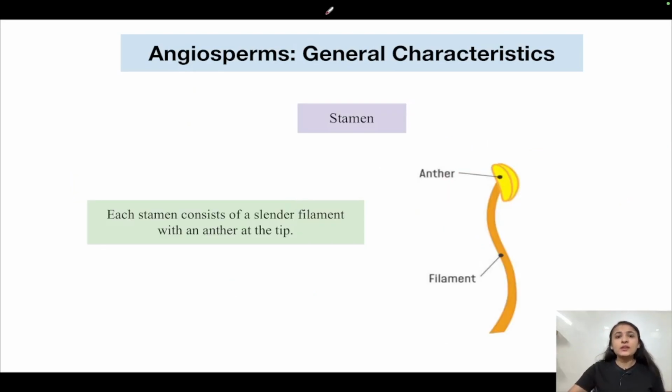Now let's move forward. Now let us look at the structure of a stamen. See, this is the anther. The top bilobed structure here represents the anther. This long structure is known as the filament. Each stamen consists of a slender filament with an anther at the tip. See, this is the anther and this is the filament. Filament helps the stamen to attach to the flower, and the anther bears what? Anther bears the pollen grains. Pollen grains are formed in the anther.